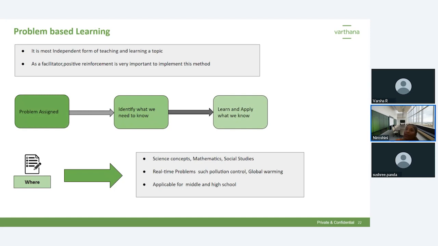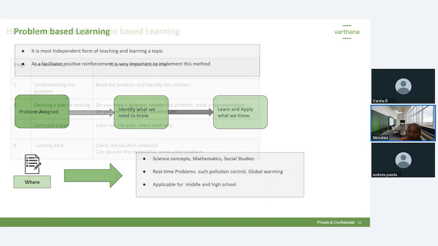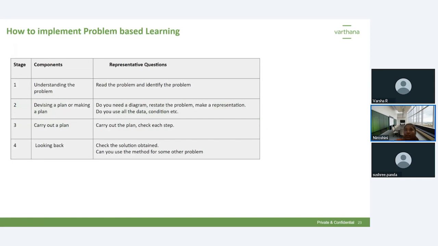So this can be applicable for middle school as well as high school. Now let's look into the implementation part, how this can be implemented. There are 4 stages to implement problem-based learning. Like I keep stressing, first the child needs to understand the problem and identify the problem.